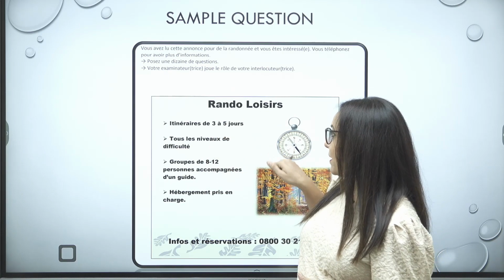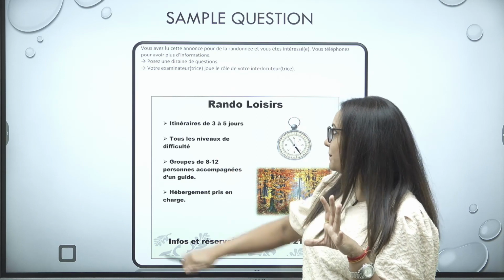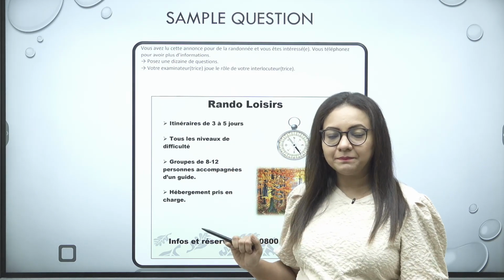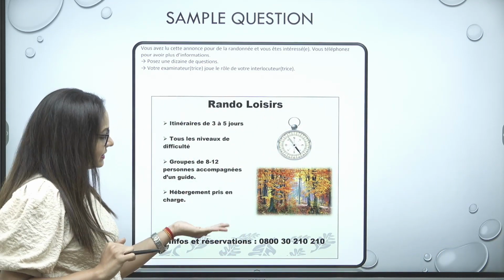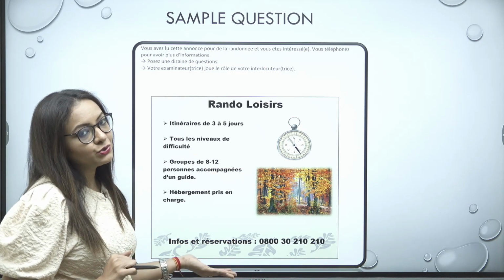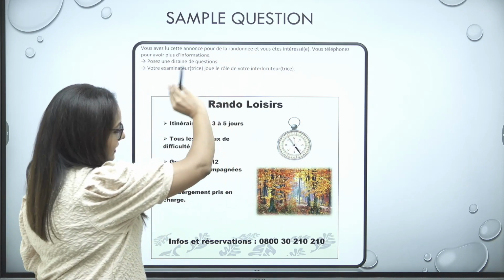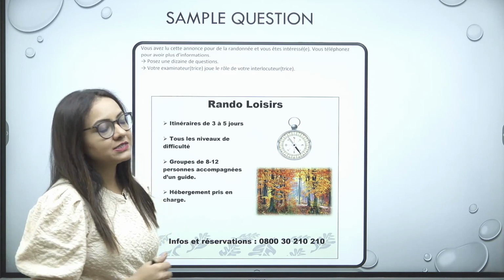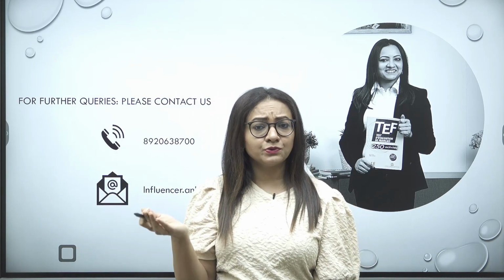So this is about the rando loisir. Mind you, your exam question will be exactly in this format. It could be a color print or a black and white print, that depends on the center. Otherwise, just have a look. This is how it's going to look in your exam, and you have to read the entire description and a picture, and finally you have to start speaking and ask the questions. Voilà, merci, c'est tout. Je pense que c'est tout pour aujourd'hui.